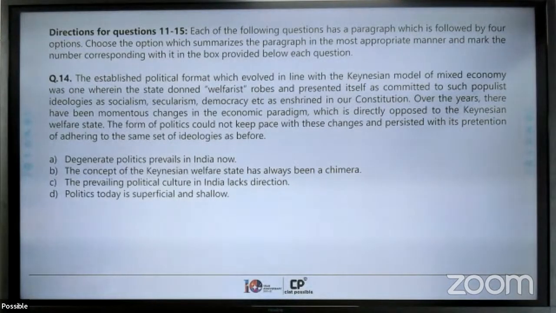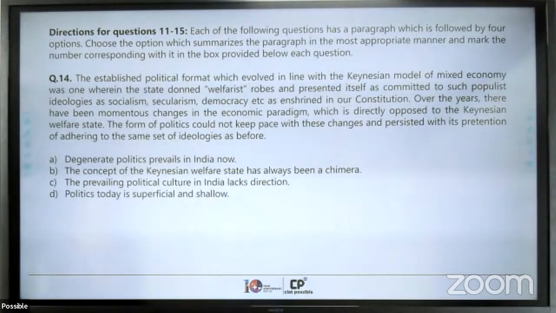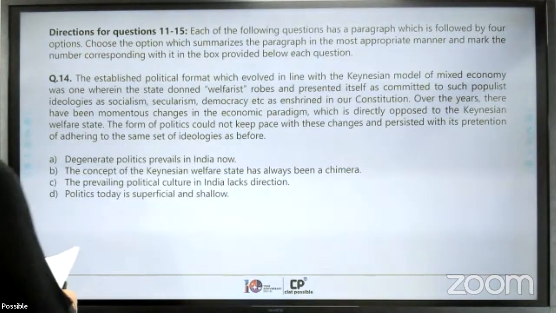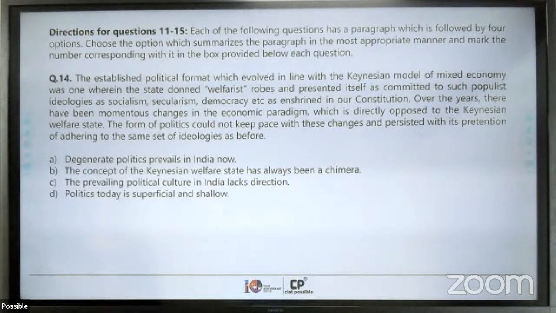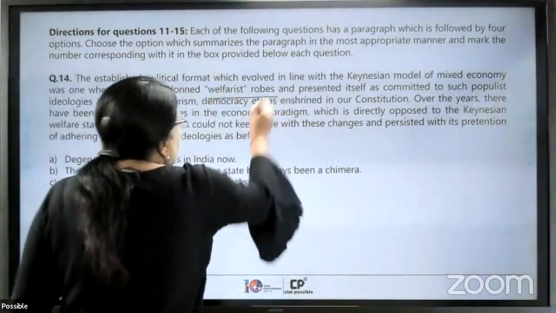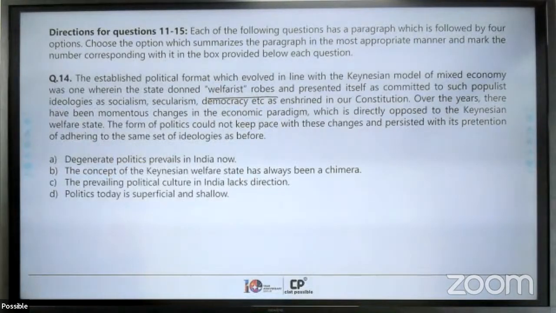What we're talking about is the 14th question. Now I'm giving you the answer to the 14th question. If you all can just see this. My 14th question answer was the established political... I missed one. So clearly, the established political format which evolved with the Keynesian model of the mixed economy was one wherein the state donned welfarist robes and presented itself as committed to such populistic ideologies as socialism.